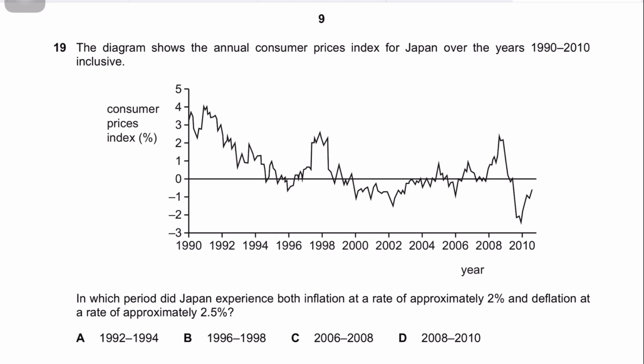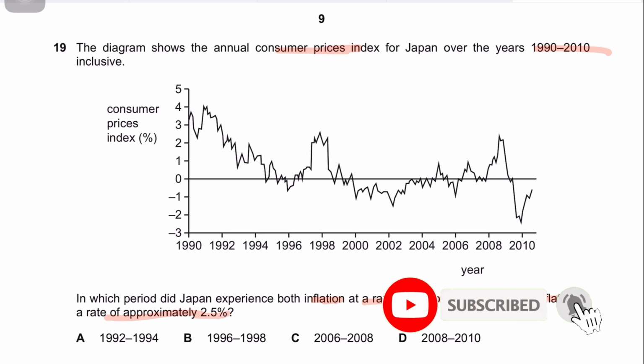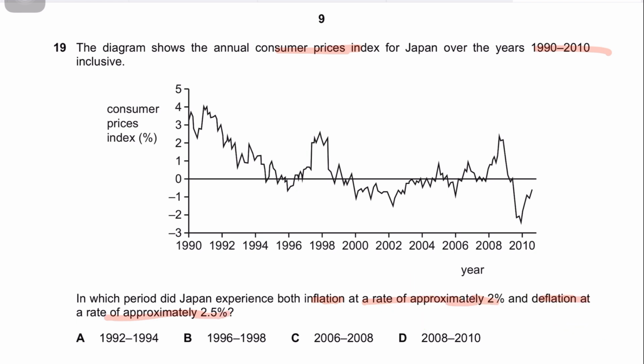The diagram shows the annual CPI index for Japan over the years 1990 to 2010. In which period did Japan experience both inflation at a rate of approximately 2% on average and deflation at a rate of 2.5%? Inflation is when prices are rising, deflation when they are falling. The consumer price index is given not as an index number but in percentage form. So basically they have given the rate of inflation here. They've already calculated the rate of inflation. So in which period?